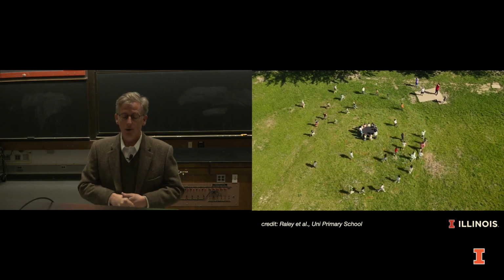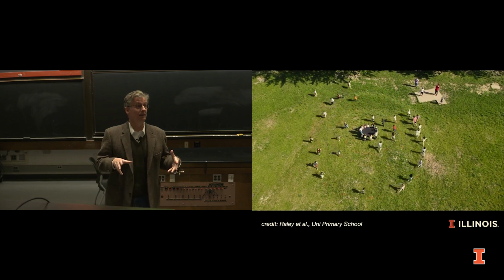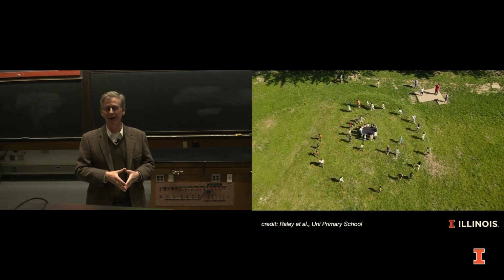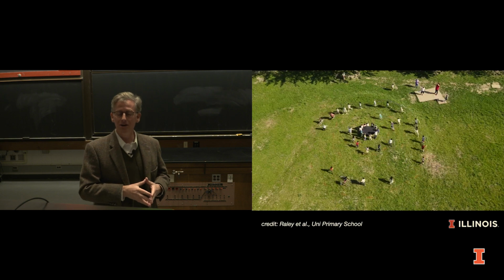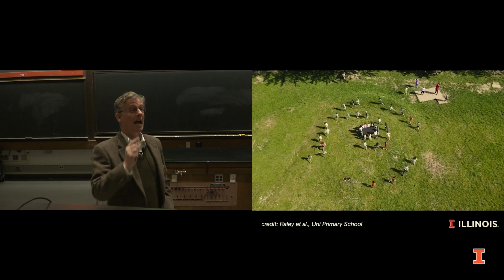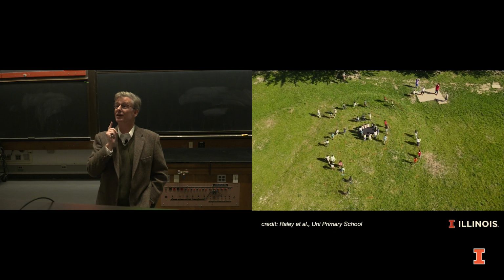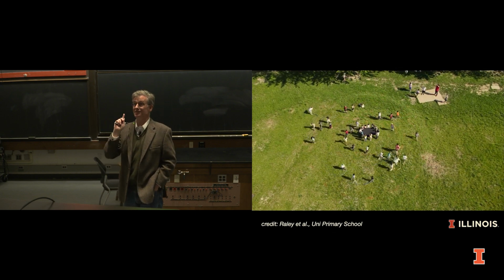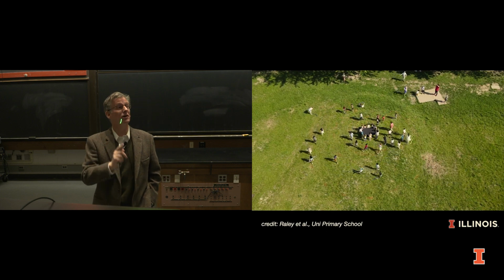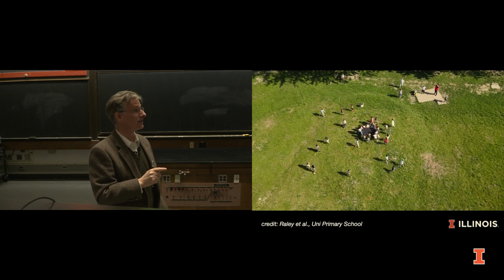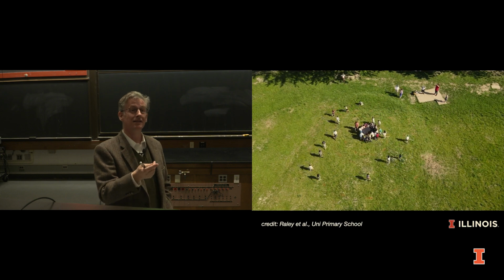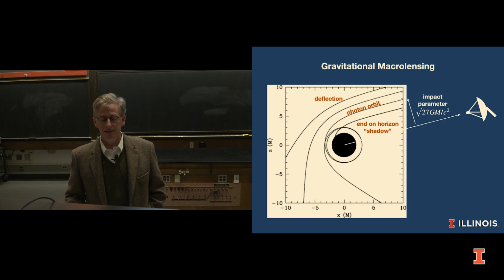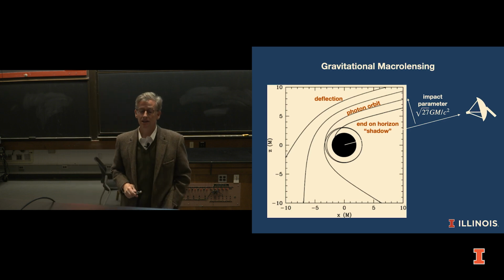Okay, so this particular movie was taken from a drone that was hovering above the playground by one of my graduate students. And in this movie, light travels in a straight line from the students to us. But when you're close to a black hole, light no longer travels in a straight line. It's bent, it's deflected by the gravity of the black hole. So I have a little illustration of that here.